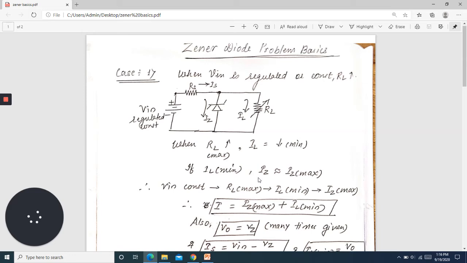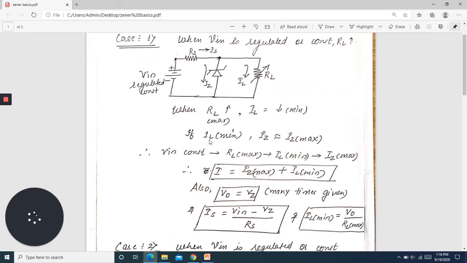So now, if we consider the IL minimum case, I have asked you what will happen if RL is maximum: IL has to be minimum. Vice versa, when RL is minimum, so opposition is minimum, then IL has to be maximum. This line you have to understand by the concept, not just remember. This is the very important line.